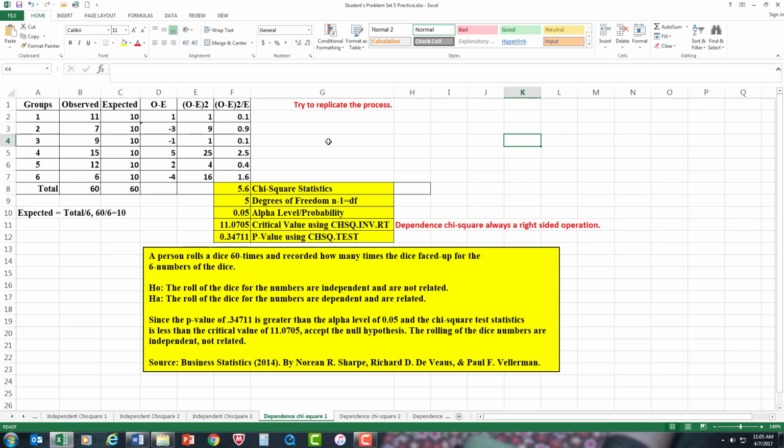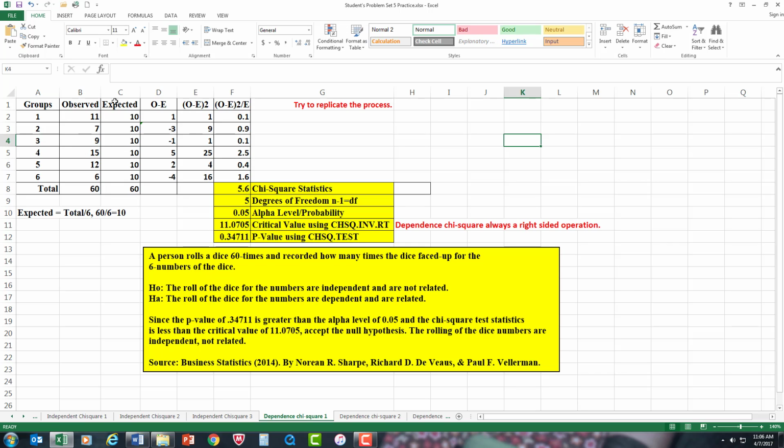Now, your first act should be to set up your working table, and as you can see here, these are the groups, these are the dice, and 6 is going to play an important part for the expected values. We have our observed. So in other words, a person did roll the dice 60 times, and this is what he came up with for the numbers that are on the dice. Now, so you want to get that in there.